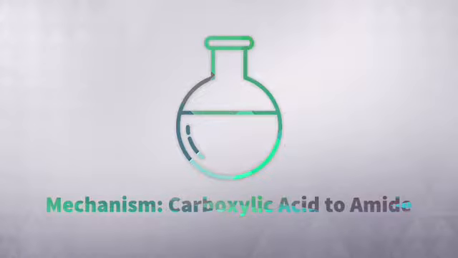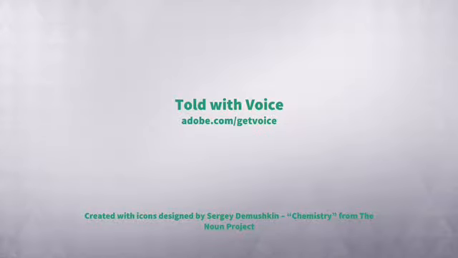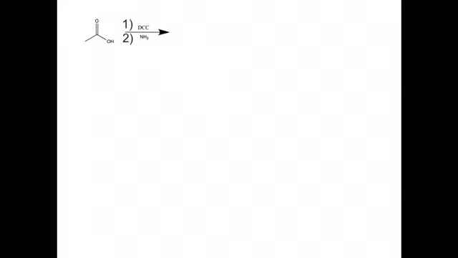Hello, my name is Jacob Hughes, and today we'll be going over the mechanism on how to form an amide from a carboxylic acid. So as I said in the introduction, we're going to be reacting a carboxylic acid to get an amide.